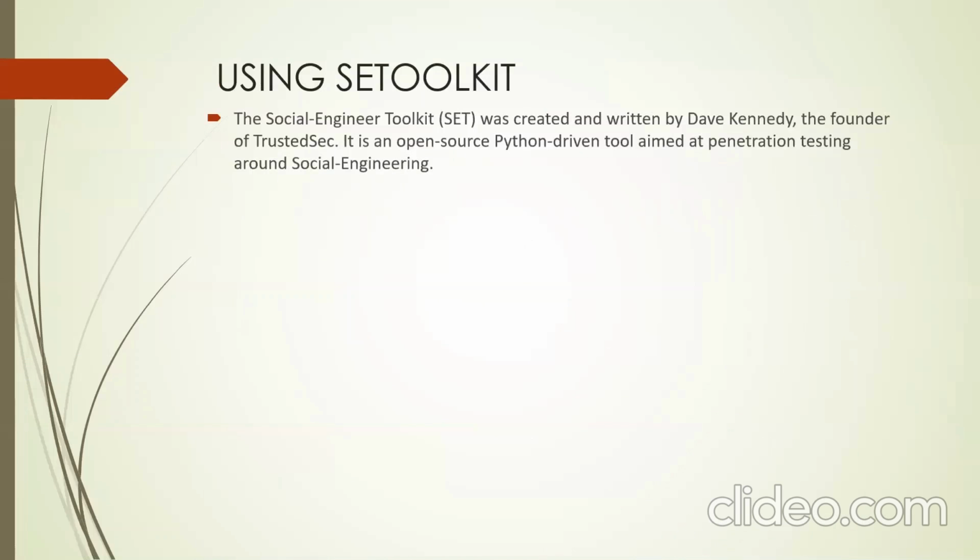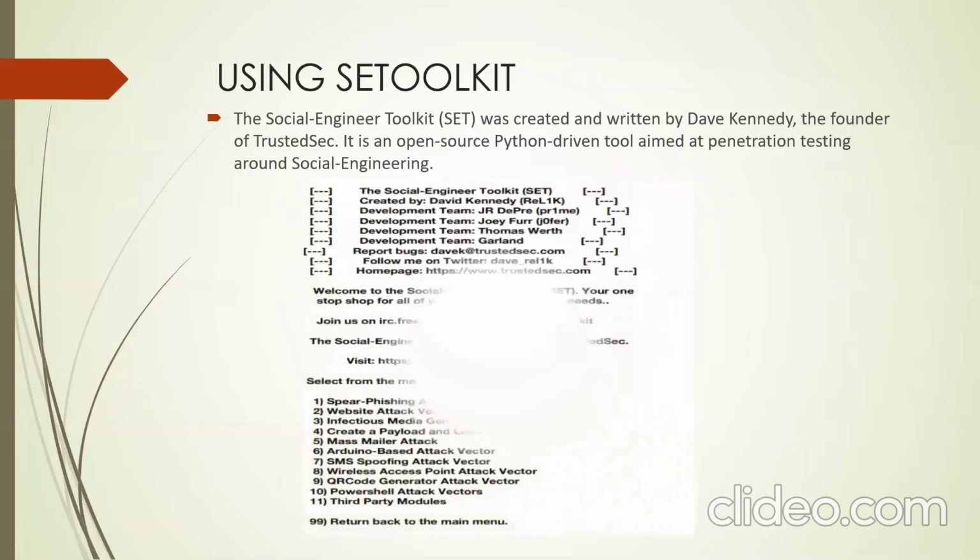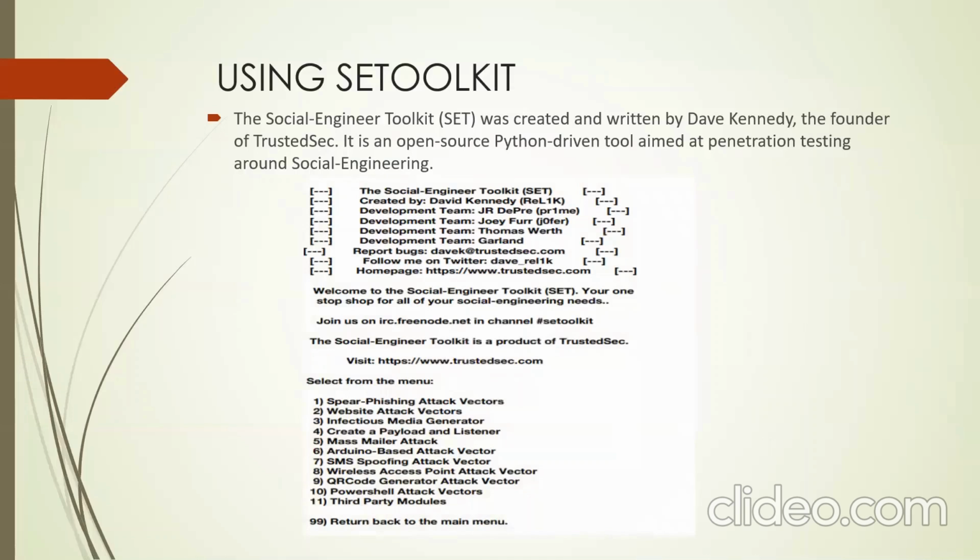The SE Toolkit (SET) was created and written by Dave Kennedy, the founder of TrustedSec. It's an open source Python-driven tool aimed at penetration testing around social engineering. So, using the SE Toolkit, we'll be performing all the social engineering in Kali Linux. Here are some screenshots. We can observe 11 different types of attacks we can perform using the SE Toolkit.